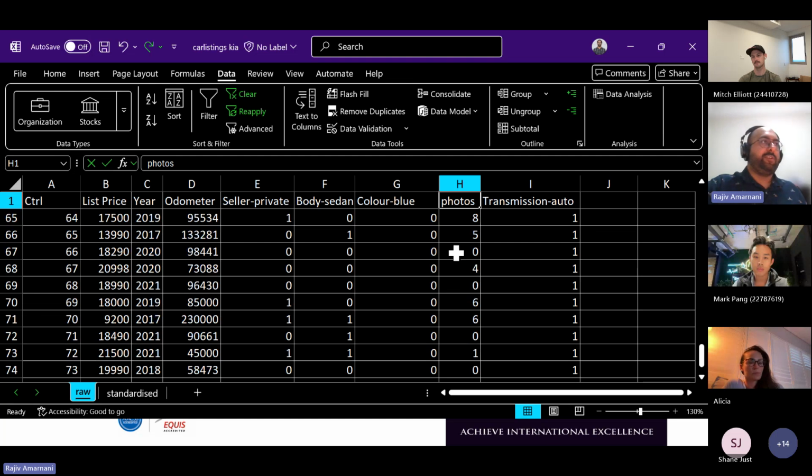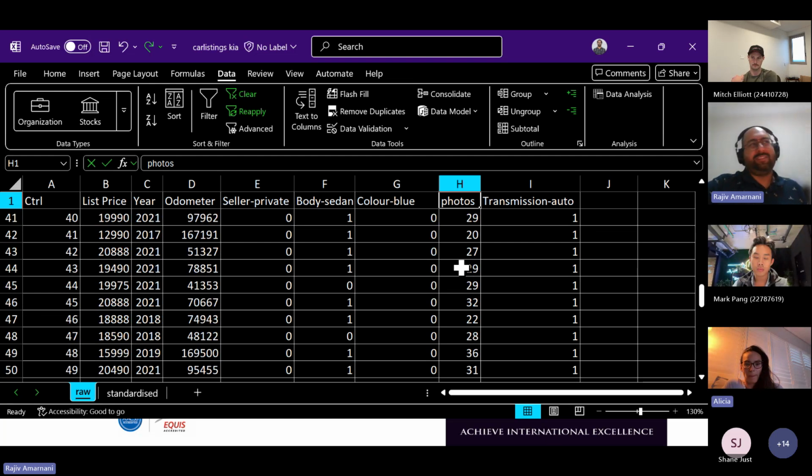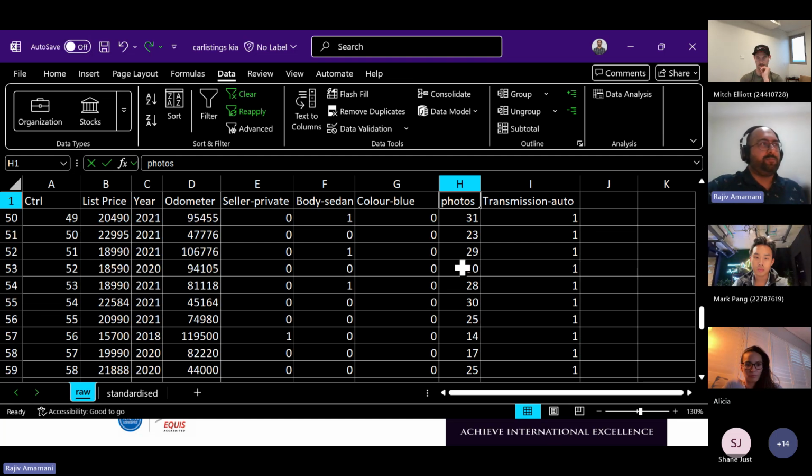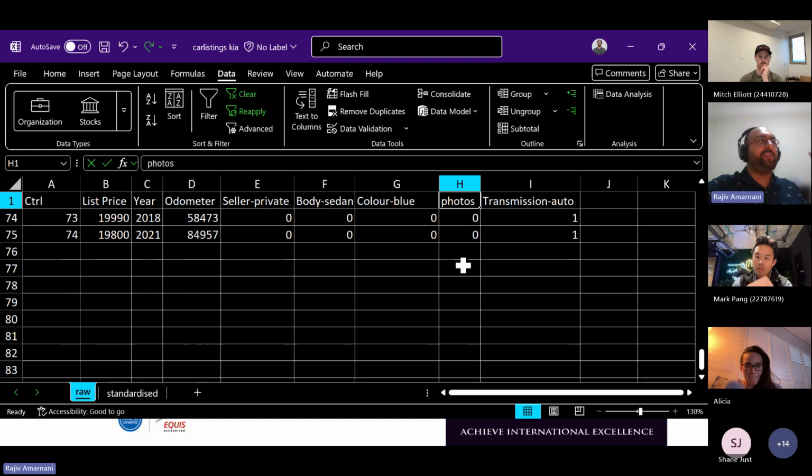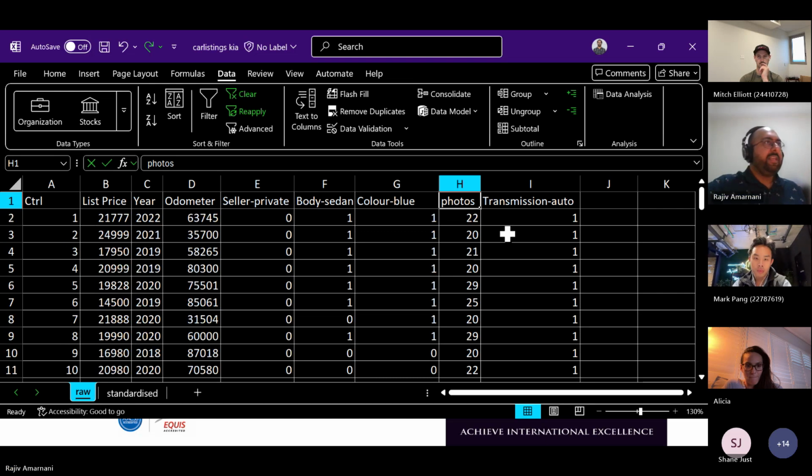Then we have the number of photos here. We pulled this just from the number of photos on the website. Does it matter how many photos there are? Then we have transmission, whether it's automatic or manual.